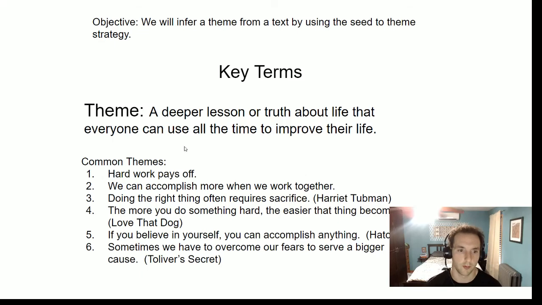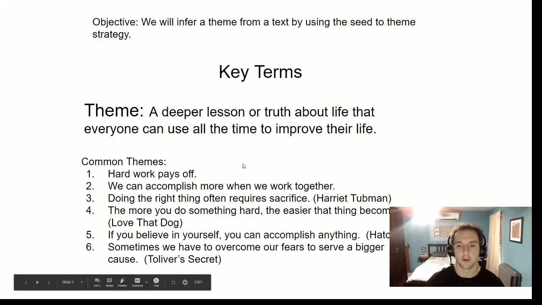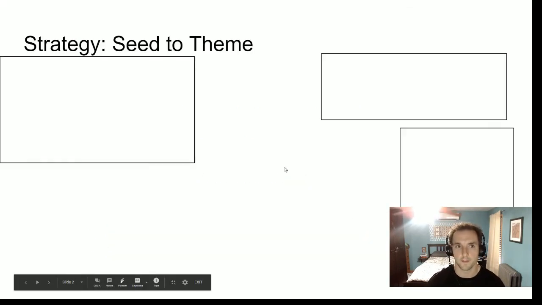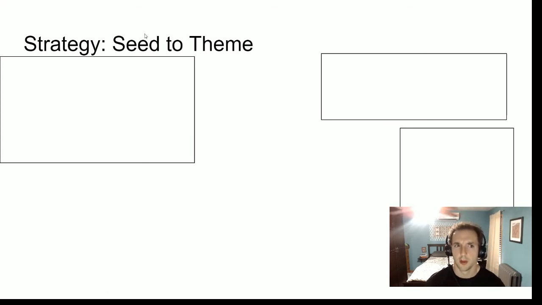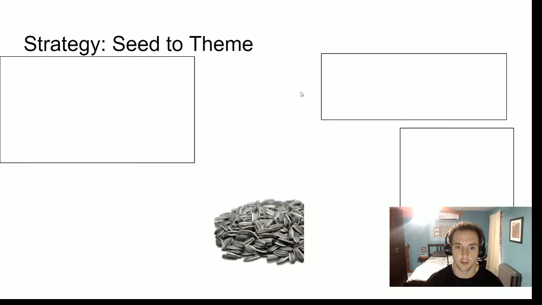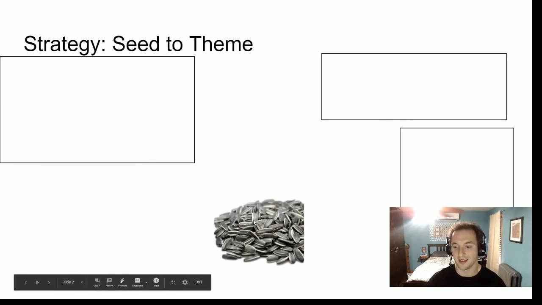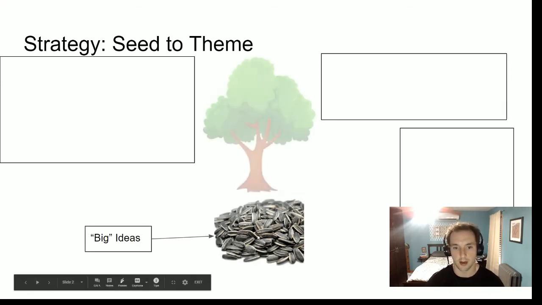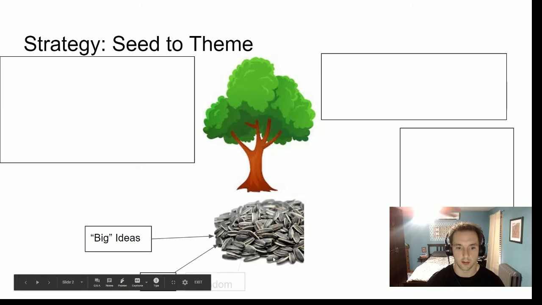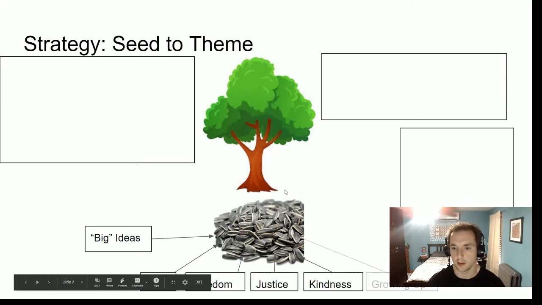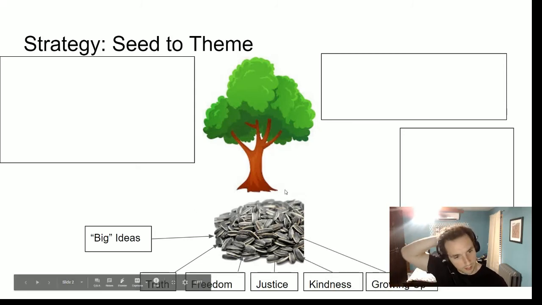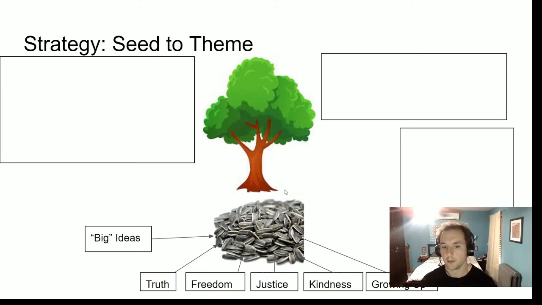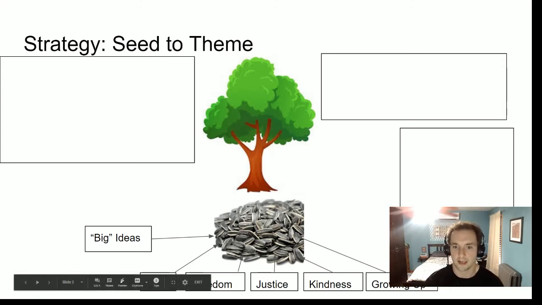And so we're going to hopefully come up with a theme that the text is showing in this chapter. So, reminder of the strategy that we use. It's called seed to theme. And the reason it's called this is because we start with the seed, or a topic or an idea. And these are usually very big ideas that can apply to a lot of things. Things like truth or freedom, justice, kindness, growing up. The one that I'm going to teach about today is another one of these that's a really, really big topic or idea.